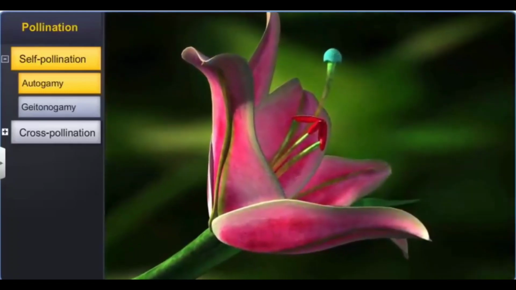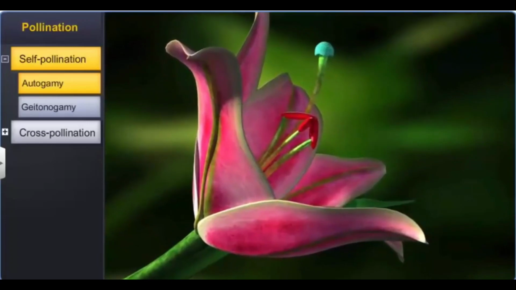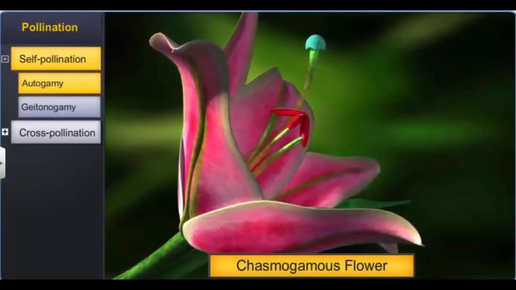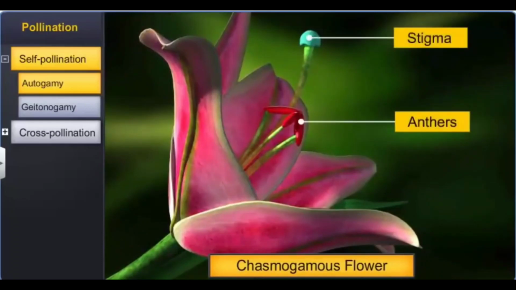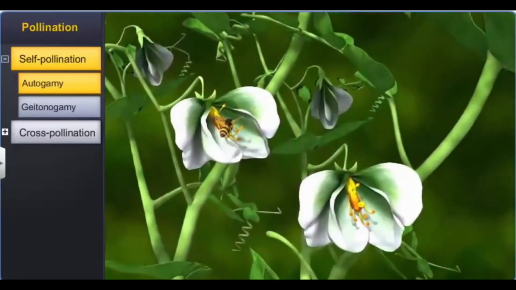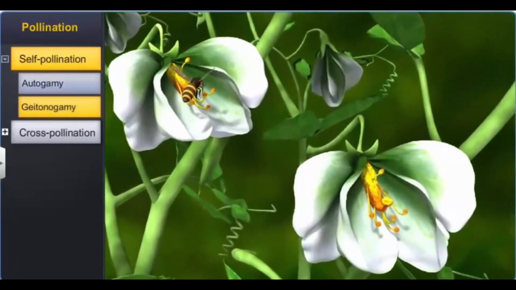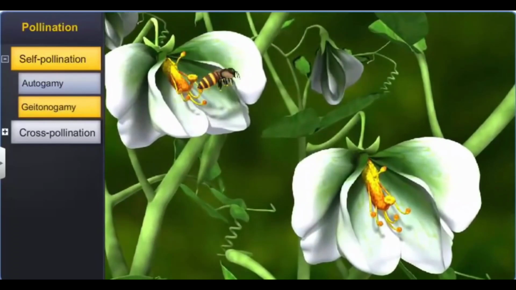Orthogamy, however, is rare in chasmogamous flowers, which open and expose their anthers and stigma, as it requires synchrony between pollen release and stigma receptivity. In dichogamy, the second type of self-pollination, pollen is transferred from the anther of one flower to the stigma of another flower of the same plant.